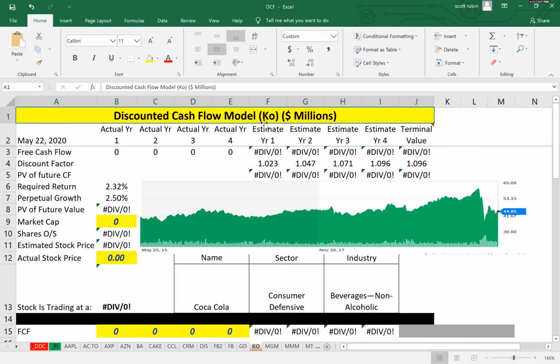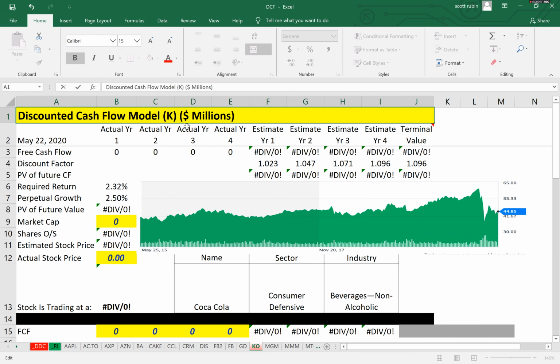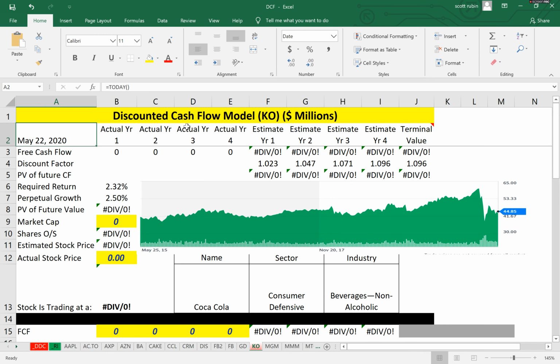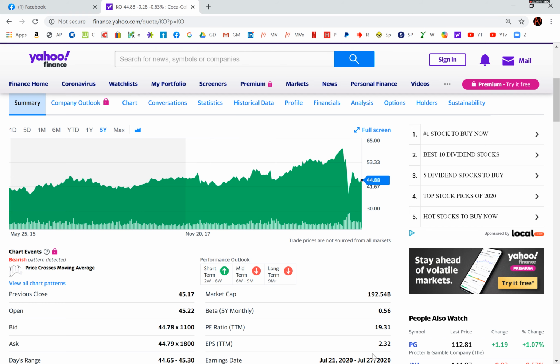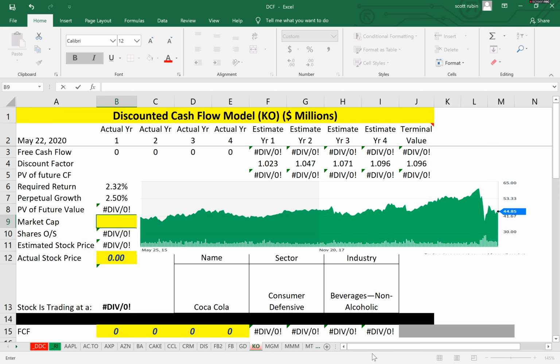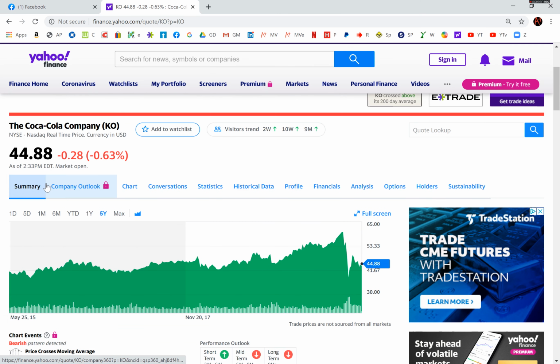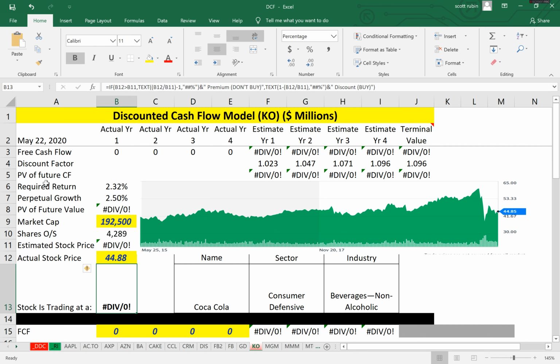Find the intrinsic value of Coca Cola. And the way we start our discounted cash flow model is we need the market cap, 192.5 billion. And then we need the stock price, and that's 44.88. So they have 4.3 billion shares outstanding.